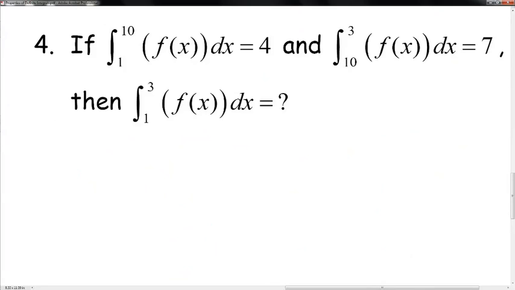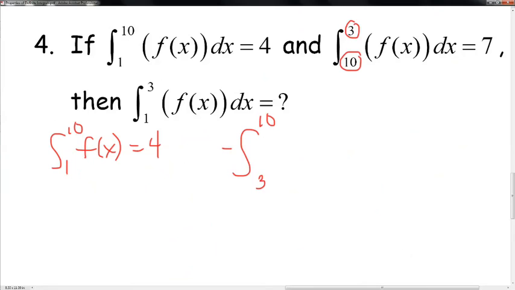Number 4, if the integral from 1 to 10 of f of x dx is equal to 4, so my total area from 1 to 10 is 4, and if from 10 to 3 my area is 7, then from 1 to 3, what is my area? First of all, notice that your bounds are backwards, so let's fix that. If I flip my bounds to 3 to 10, that means it's going to be negative, equal to negative 7.